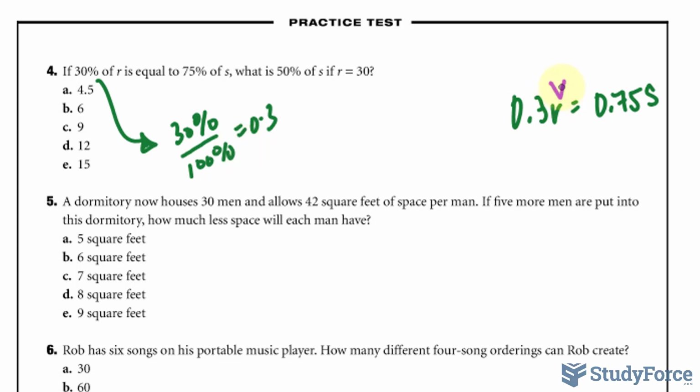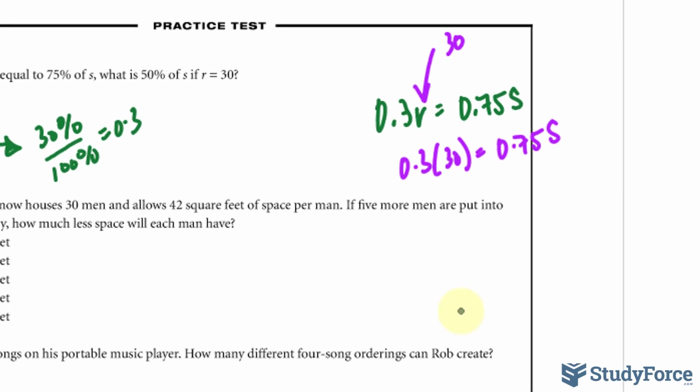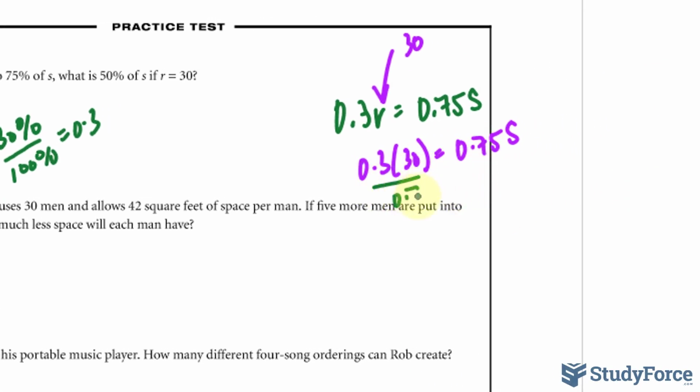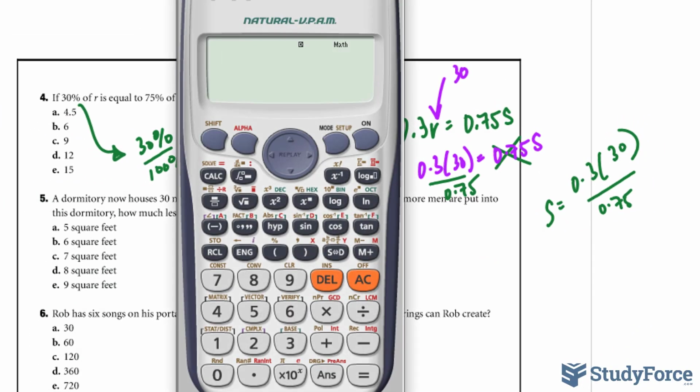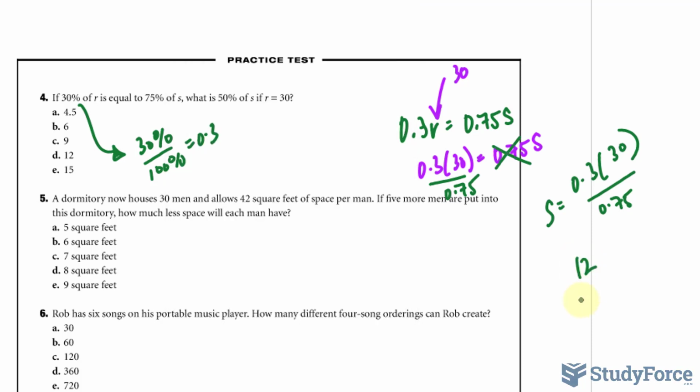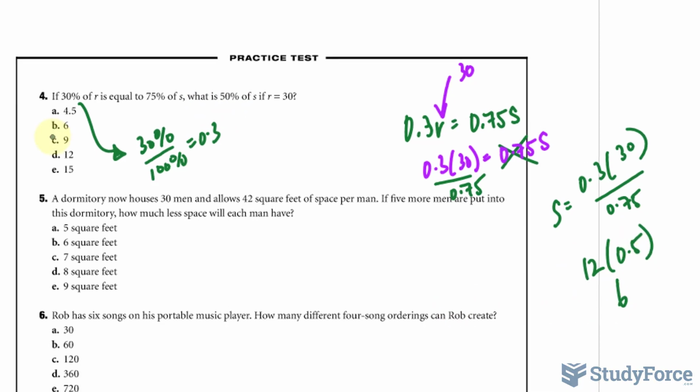And then we're told, what is 50% of S if R is 30? So we're told what R is. It's going to be 30. 0.3 times 30 is equal to 0.75 S. Solving for S, I get this number divided by 0.75. So I'll cross that out. S is equal to that expression. So we need to do this first. We'll use our calculator. 0.3 times 30 divided by 0.75 is 12. All right, now they're saying what is 50% of S? So 50% of this number is 6.